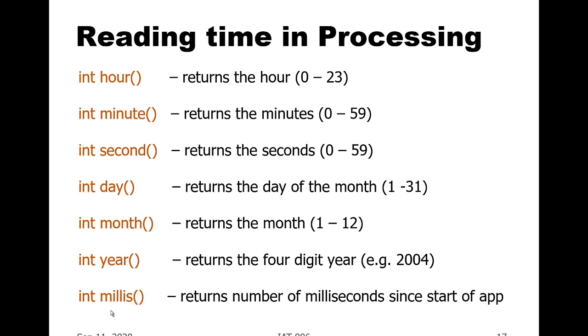Milliseconds, instead of telling you what the time is, tells you the amount of milliseconds that have passed since you started this particular run of the application. So if you stopped your program and started it again, the first time you called millis in your program, you would probably get a low number, because it's measuring the start of the program, not the current time of day. So these 6 calls here are about time of day. This thing is about the amount of time that your program has run in real time.